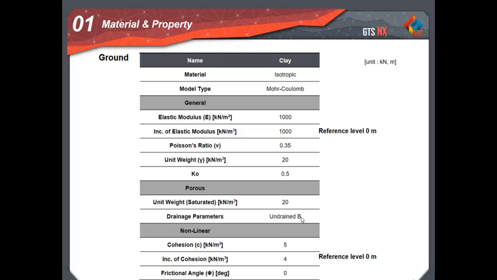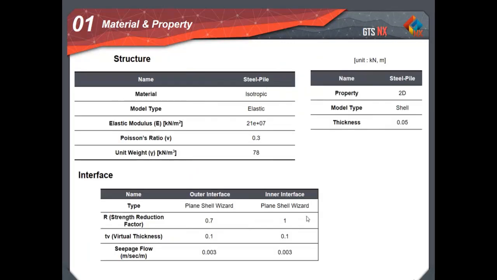In this case, we call it B. It's basically the second option from the list, which will become clearer once I open the program. And similarly to the elastic modulus, we'll also be looking at a starting point for cohesion, but also increasing this cohesion from the surface going down. In terms of the structural component, there'll be steel. We'll be using an elastic constitutive model, and the properties will just be a 2D shell, and we're going to say that the pile wall is around 5 centimeters thick.